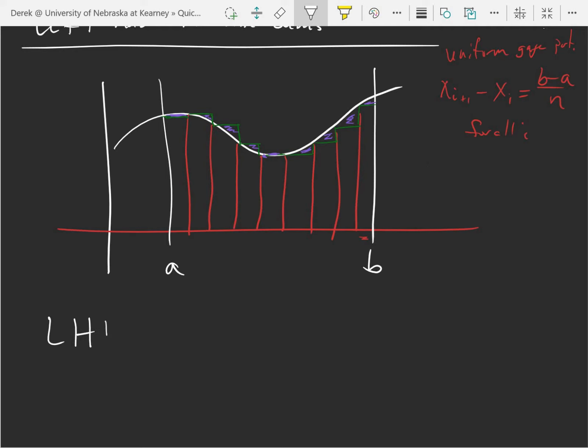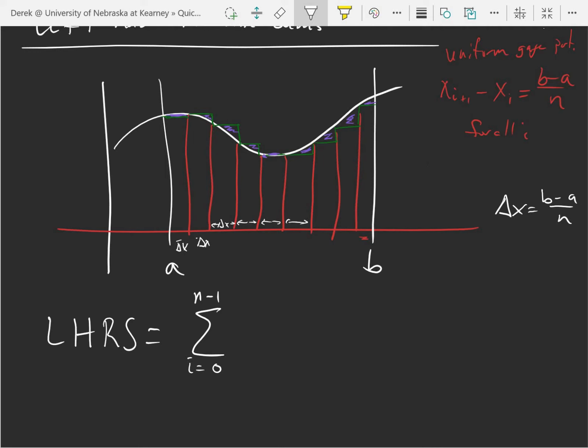The left-hand Riemann sum is the sum from i equals 0 to n minus 1. Well, let's say that delta x is equal to (b minus a) over n. That's how much the x value changes for each of these intervals. This is delta x here. Each one of these little lengths is delta x, delta x again, delta x, and so on.